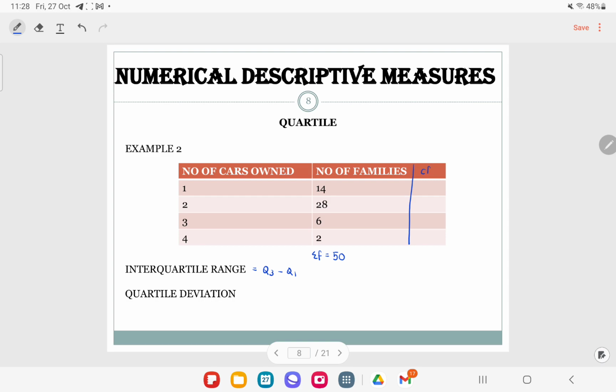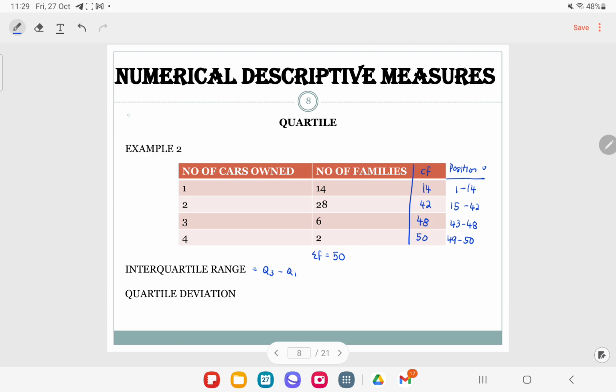Okay, find the cumulative frequency first. So 14 plus 28, you will get 42. 42 plus 6 is 48. 48 plus 2 is 50 here. Then the position values here: 1 until 14, 15 until 42, 43 until 48, and then 49 until 50.